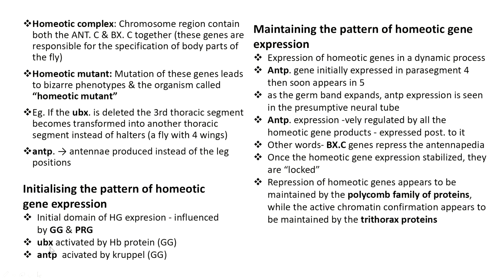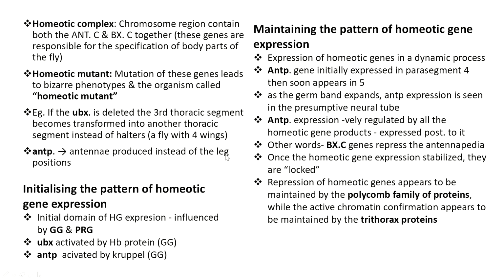Then bithorax is activated by the hunchback protein, and antennapedia is activated by the Kruppel gene. Bithorax is activated by a gap gene, the hunchback protein, and antennapedia is also activated by a gap gene, specifically the Kruppel gene. So this is the pattern of initialization of the homeotic selector gene. The activity of the homeotic selector gene starts with the stimulation by the previous genes like the gap gene and pair rule gene.